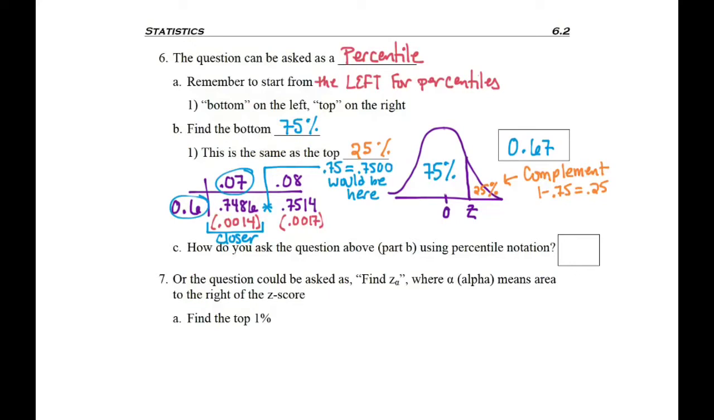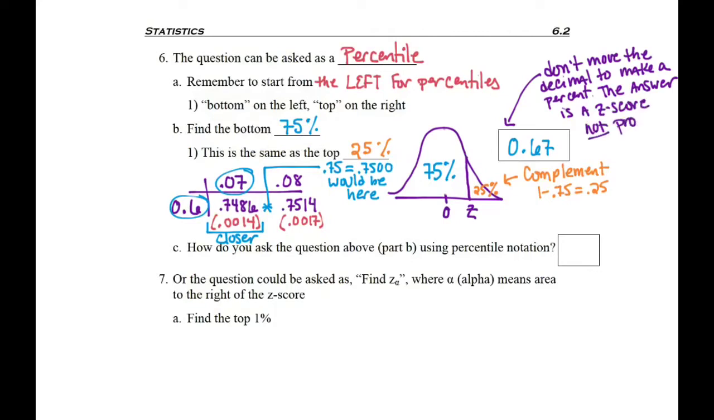Now be careful when you get 0.67, stop. Do not move the decimal and make that answer into a percentage. The answer is a z-score. It's not a probability question, so don't move the decimal.